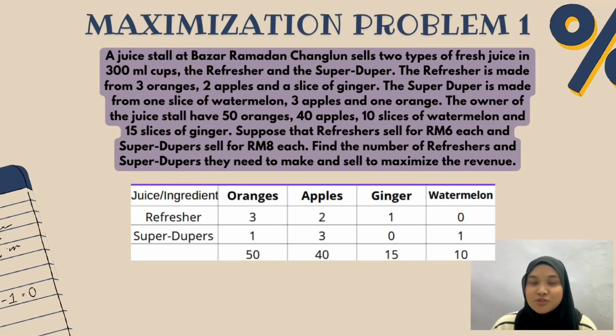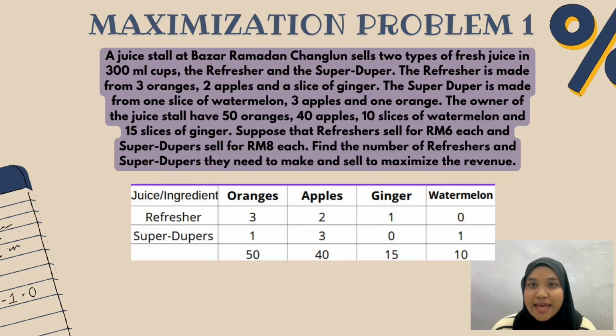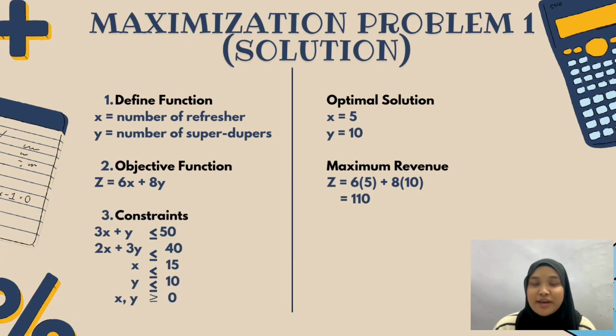I will present a solution to a problem involving a juice stall at Bazar Ramadan Chandra, where the goal is to maximize revenue by deciding how many cups of two types of juice to produce, the refresher and the super duper. First, we define our variable.